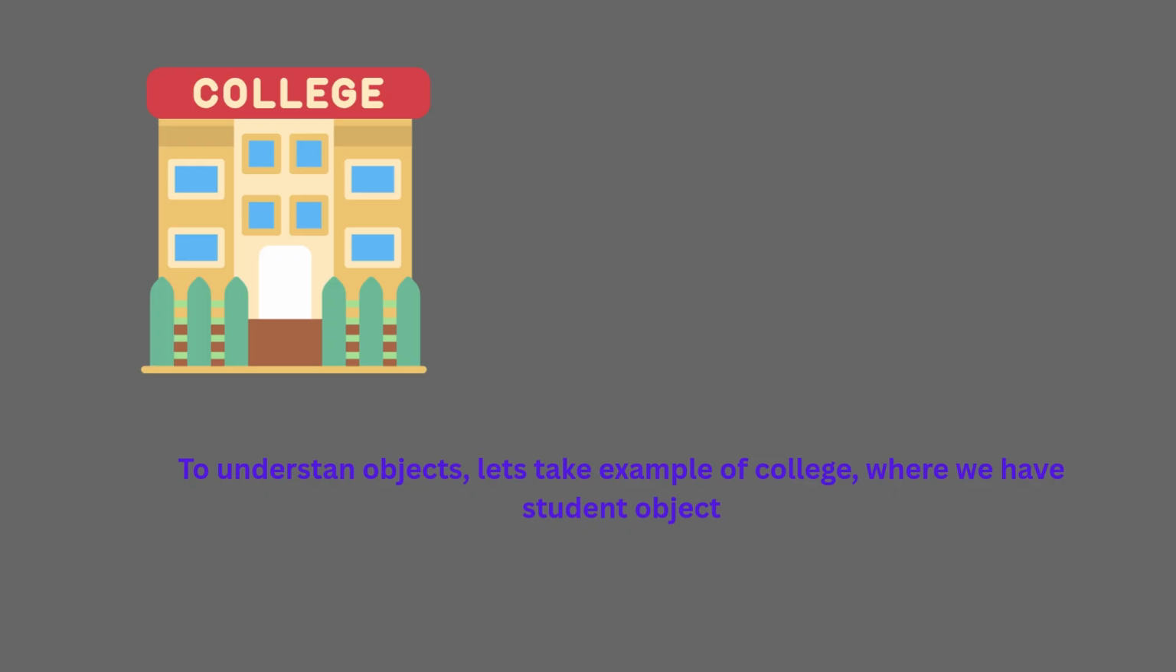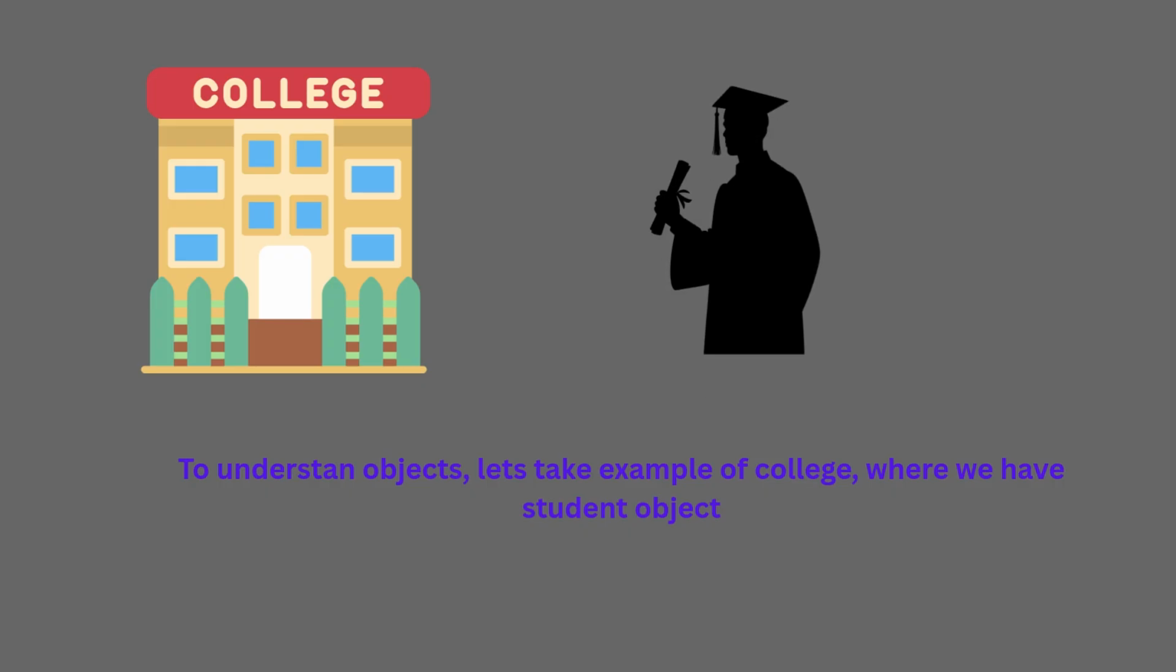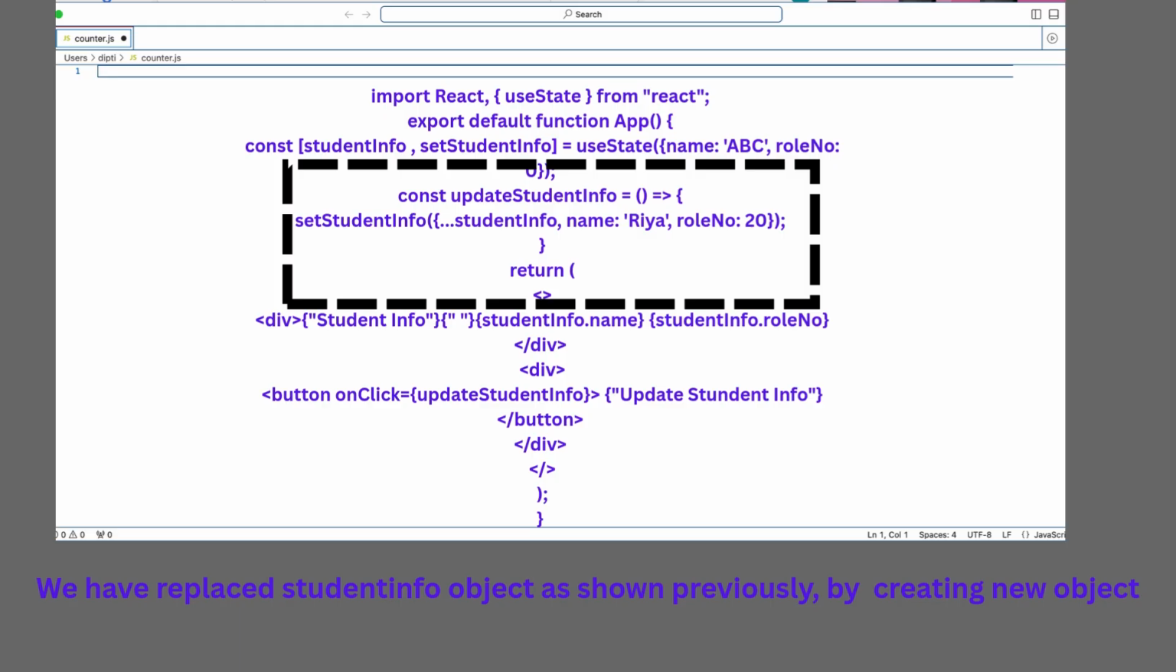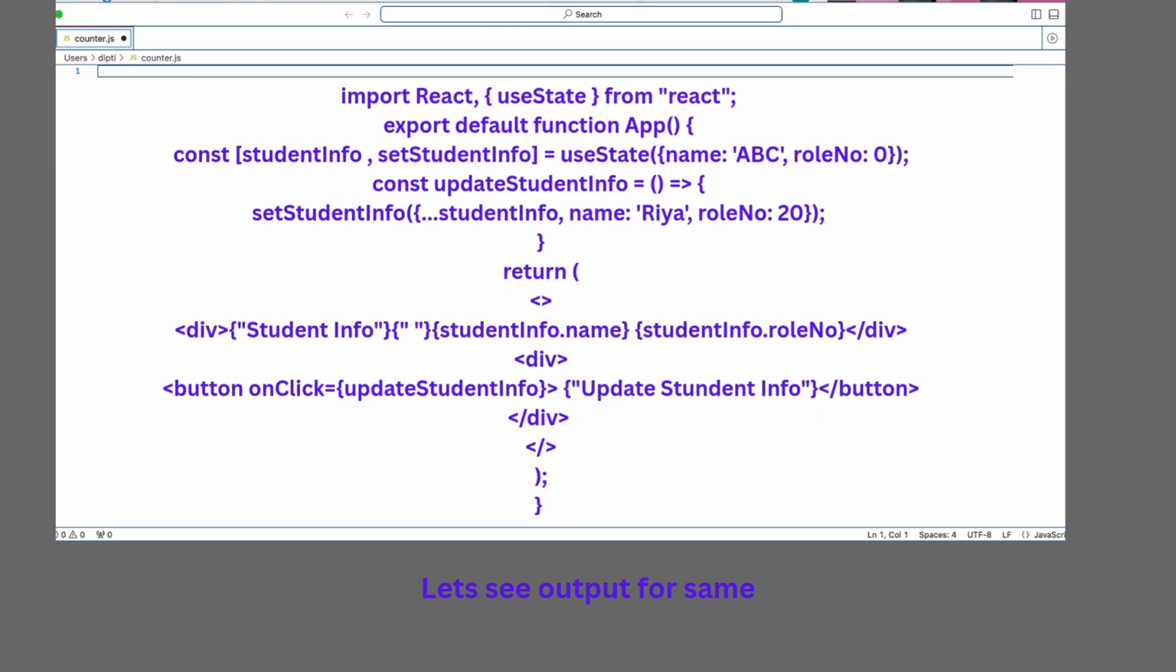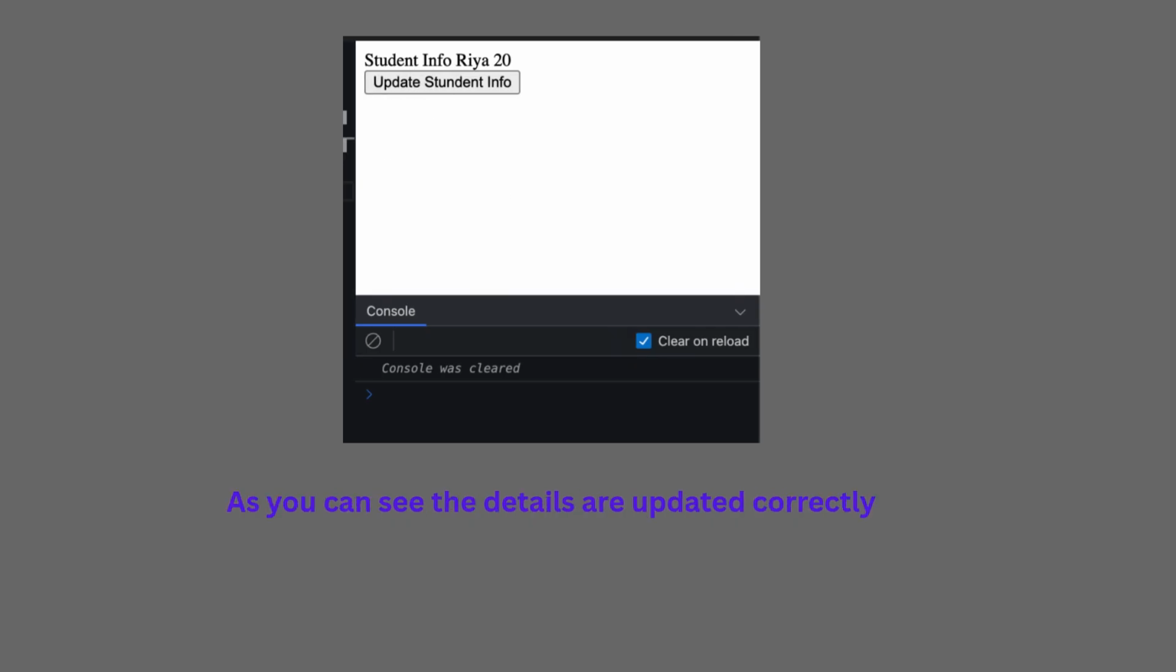To understand objects, let's take the example of a college, where we have a student object. We have replaced the student info object as shown previously, by creating a new object. Let's see the output for the same. Let's click on update student info. As you can see, the details are updated correctly.